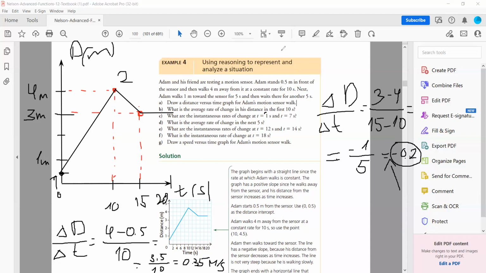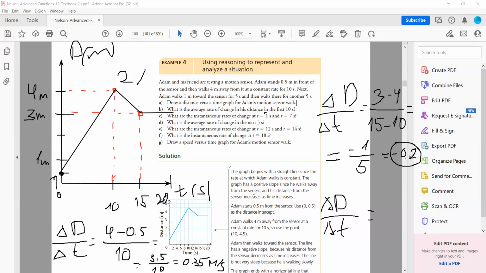Take a notice that the rate of change is negative, so it means he walks backwards, back to the sensor. What is the instantaneous rate of change at T12 and T14? Again, same reasoning about the instantaneous rate of change. If the average rate of change is constant over the whole time period, the instantaneous rate of change would be as well. And what is the instantaneous rate of change at T18? To do that, let's take 2 moments of time, 18.1 second and 17.9 second, somewhere close to the second value, and evaluate the average rate of change for those 2 points.